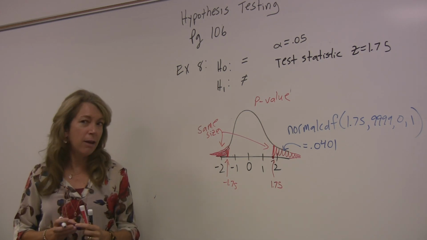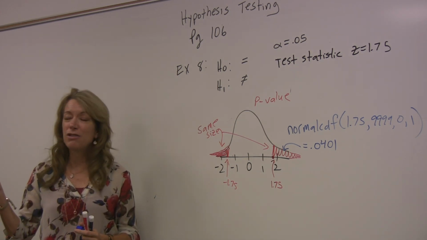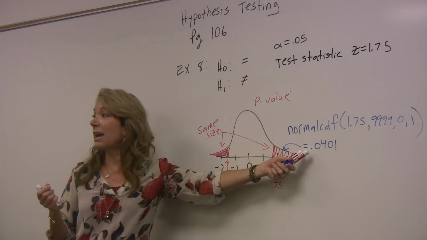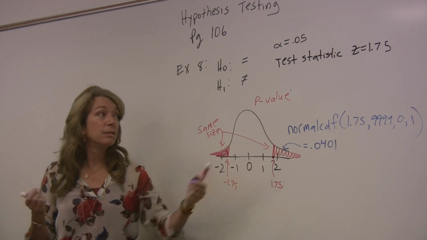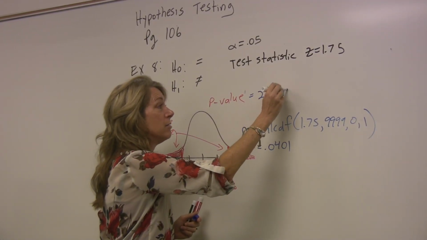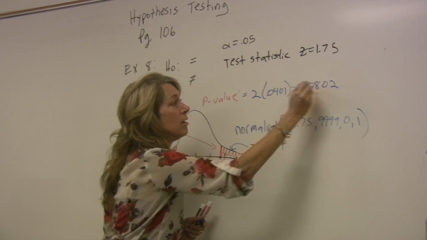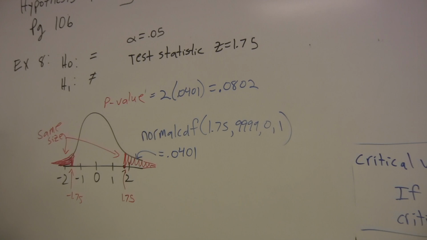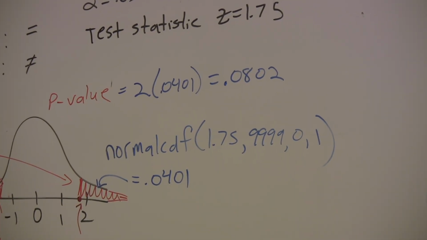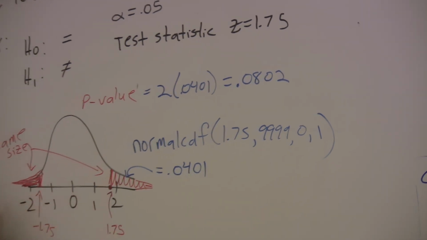So what's my p-value? 0.0802. Well, how'd you get the 0.08? What'd you do? Add it together. She's adding these together? Or I would just double it? My p-value in this case is 2 times that one tail, or you can add it to itself. 0.0802. That's the probability of all the red combined.